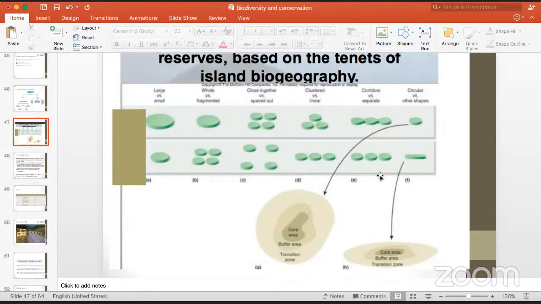Yes. So the ideal national park must be large. It should be whole. If there is no option, if there is fragmentation, the fragments must not be spaced out. They should be clustered. And wherever possible, there should be corridors between them so that they are well connected.